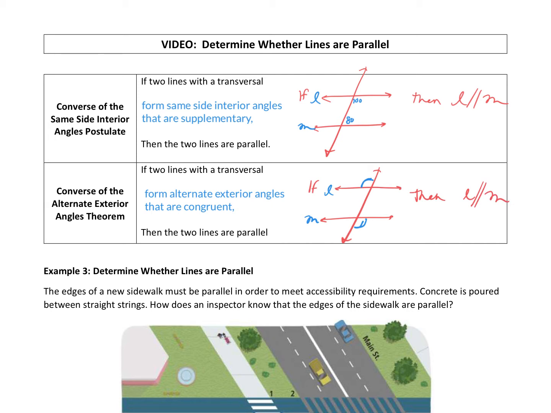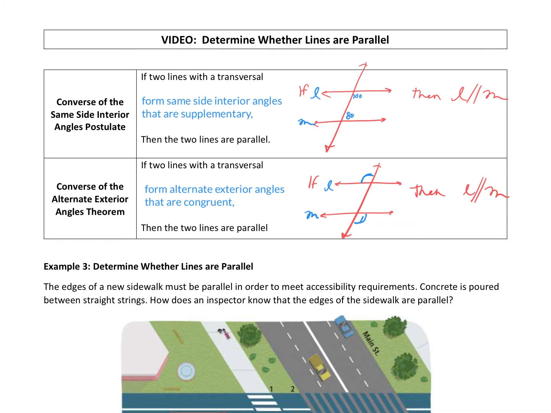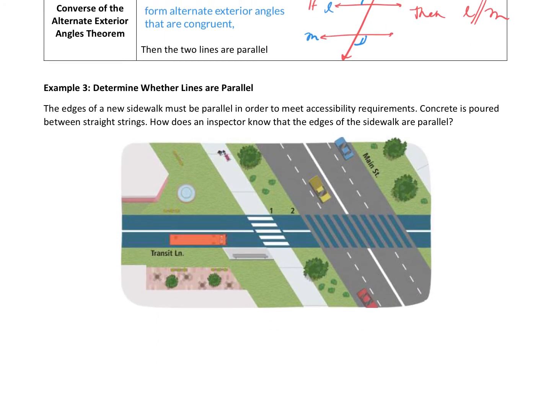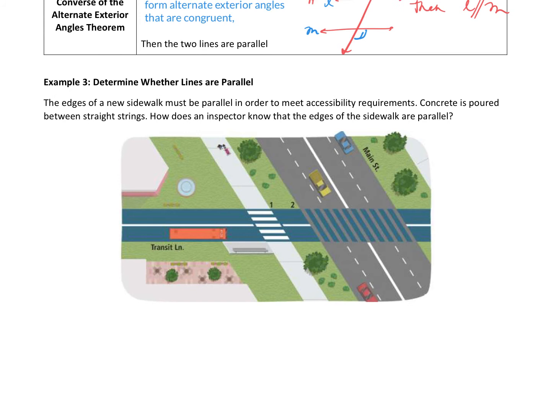All right, so let's look at an example where we get to apply some of these theorems we've been putting in our notes. Example 3, determine whether lines are parallel. The edges of a new sidewalk must be parallel in order to meet accessibility requirements. Concrete is poured between straight strings. How does an inspector know that the edges of the sidewalk are parallel?